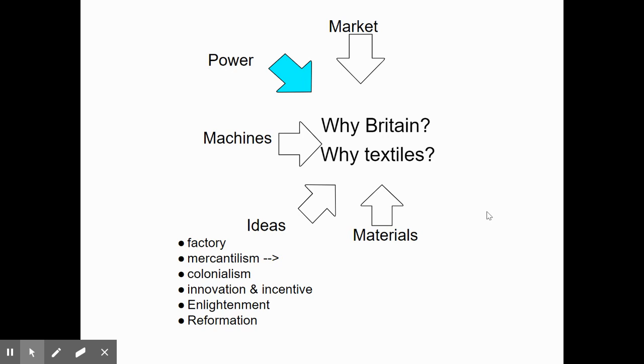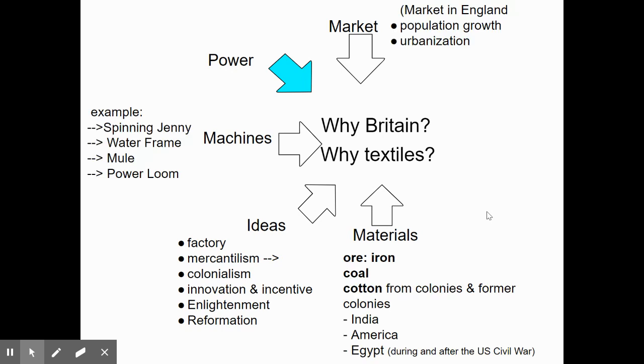The acceptance and encouragement of innovation and incentive to innovate. To innovate is to make something new and different. This is the inventors. Enlightenment thinkers, we'll be looking at those next week. And the Reformation and the thought and changes in perspective that the Reformation brought. These ideas profoundly affect the development of the Industrial Revolution.